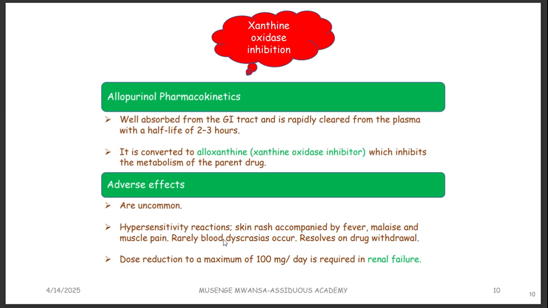Adverse effects are uncommon. Hypersensitivity reactions can happen, like skin rash accompanied by fever, malaise, muscle pain, and also rarely blood dyscrasias, like blood disorders, okay, like things like anemias. However, these ones will resolve once you stop using the drug. And dose reduction to a maximum of 100 milligrams per day is required if someone has got renal failure.